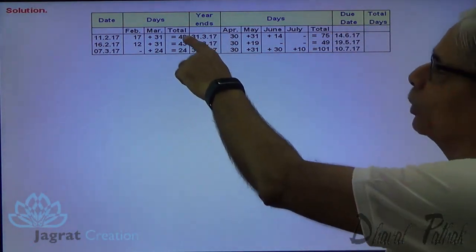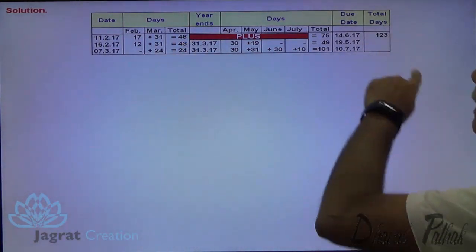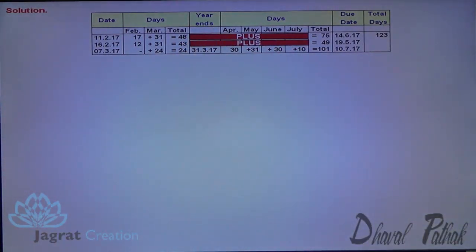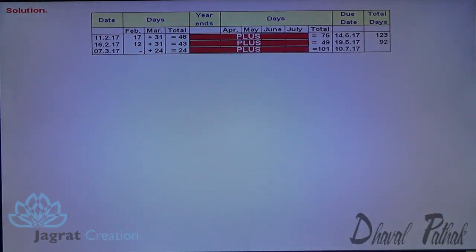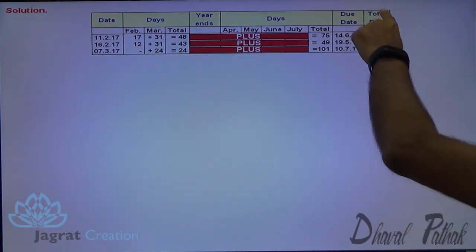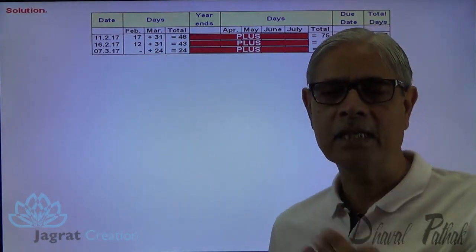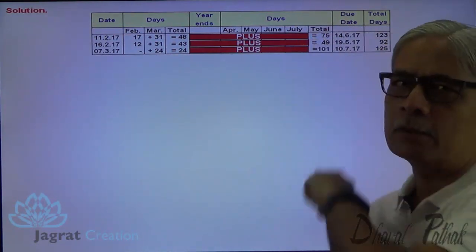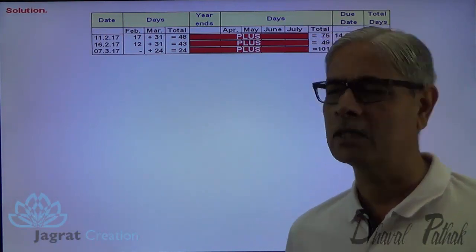Now I want to calculate the total number of days. 48 plus 75, 123 days. Similarly, I want to calculate the total number of days: 43 plus 49, and similarly 24 plus 101. These are the total number of days for which I have received a discount. Out of this, the discount for one period is the income of the current year, and the discount for the other period is considered to be a discount received in advance. That's an important point to be understood by the student.